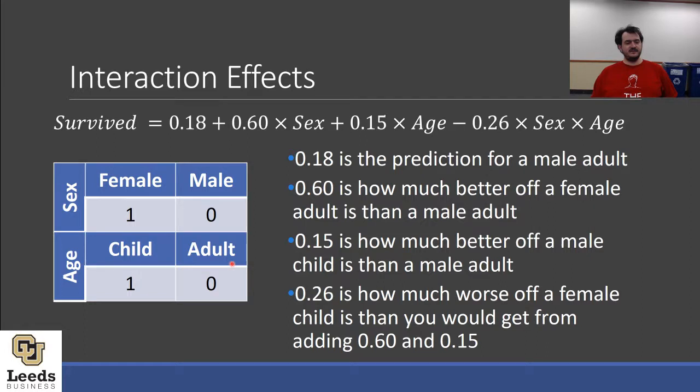So, what do all of these numbers mean? 0.18 is the prediction for a male adult. We get that because sex is 0, age is 0, and that means everything to the right is just going away. We just have that very first number.